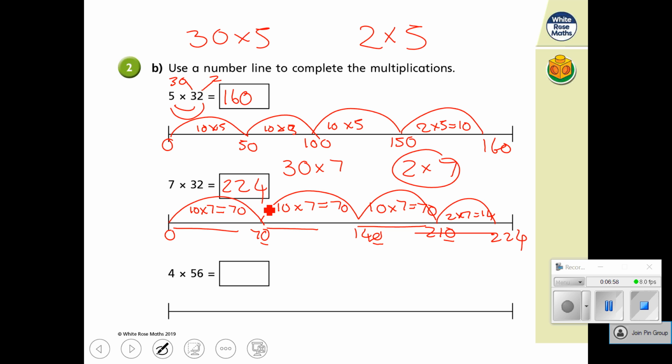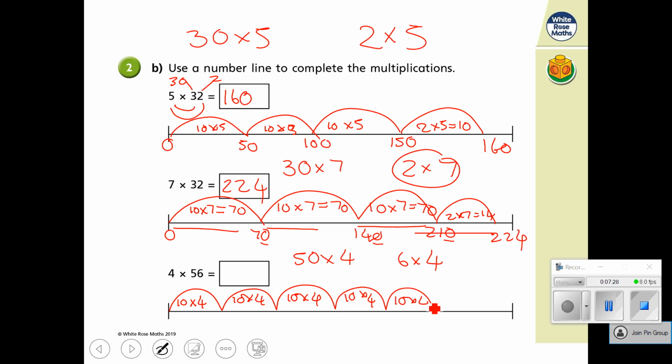Okay, last one. So this time I've got 4 times 56. So I have got 50 multiplied by 4, and I have got 6 multiplied by 4. I therefore need 5 groups of 10 times 4 to make 50 multiplied by 4. 1, 2, 3, 4, 5. That's 10 times 4, 10 times 4, 10 times 4, 10 times 4, and another 10 times 4.